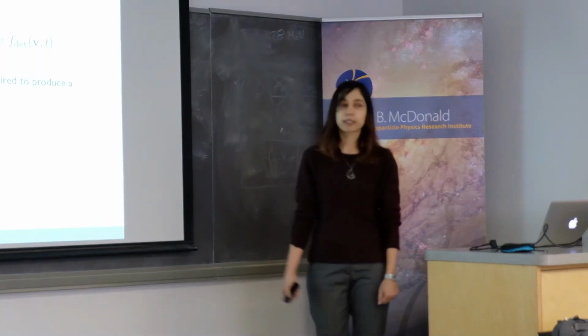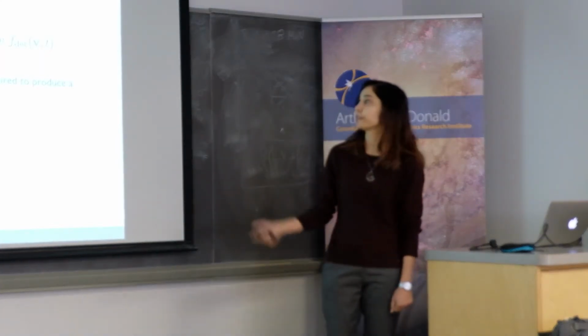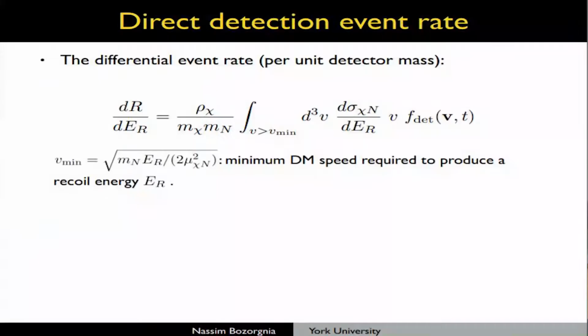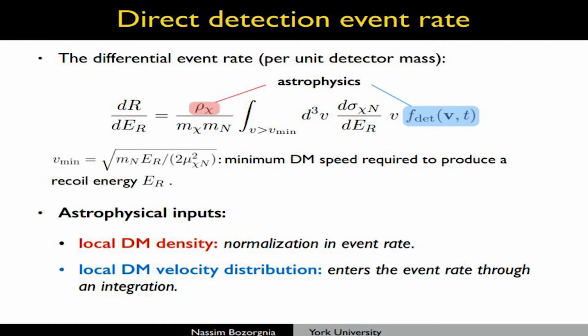So to just see this in the equation of the rate, this is the differential event rate per unit detector mass in direct detection experiments. And here, V min is just the minimum dark matter speed, which comes in the limit of this integral to produce a recoil energy in the detector. And here, the two astrophysical inputs are the local dark matter density and the velocity distribution.